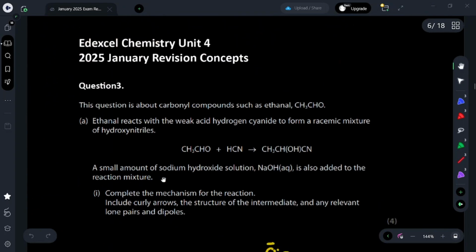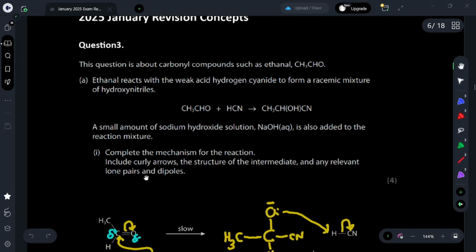All right. Question number 3. This question is about carbonyl compounds such as ethanal. Ethanal is an aldehyde. Ethanal reacts with the weak acid hydrogen cyanide to form a racemic mixture of a hydroxynitrile. A small amount of sodium hydroxide solution is also added to the reaction mixture. Complete the mechanism for the reaction, include curly arrows, the structure of the intermediate, and any relevant lone pairs and dipoles.